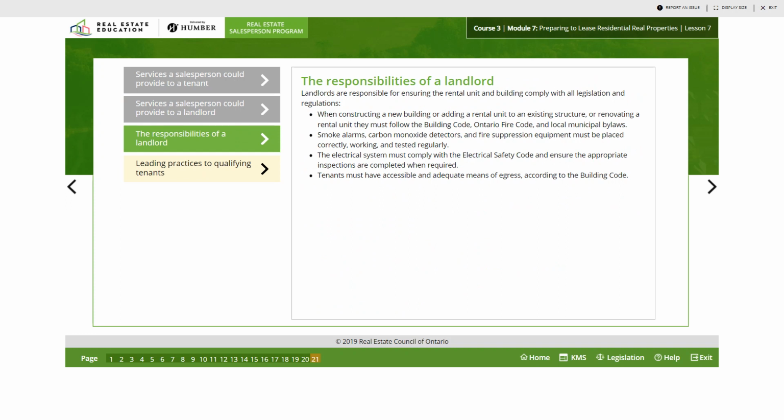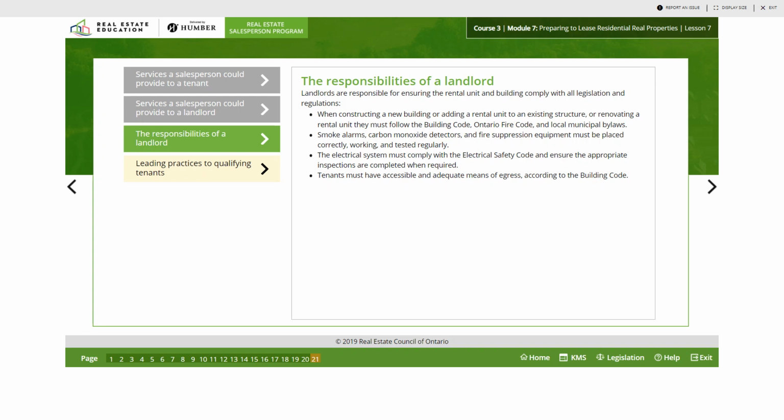The responsibility of a landlord. Landlords are responsible for ensuring the rental unit and building comply with the legislation and regulations. When constructing a new building, adding a rental unit to an existing structure, or renovating a rental unit, they must follow the building code, the Ontario fire code, and the local municipal bylaws.